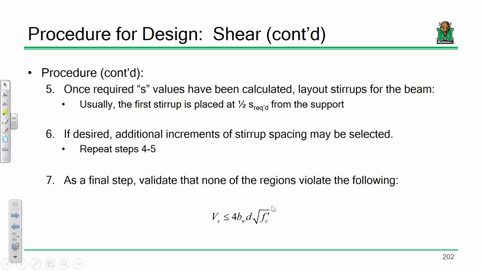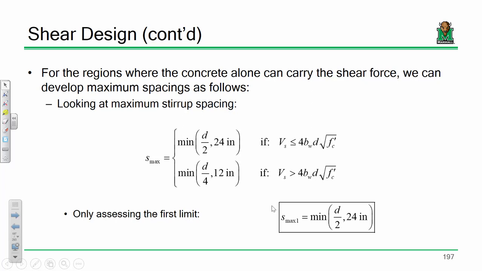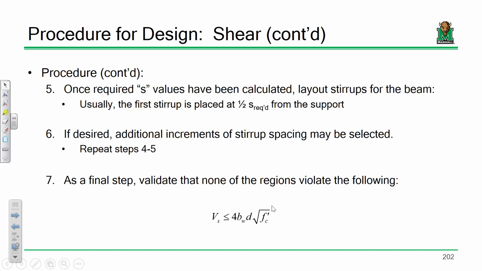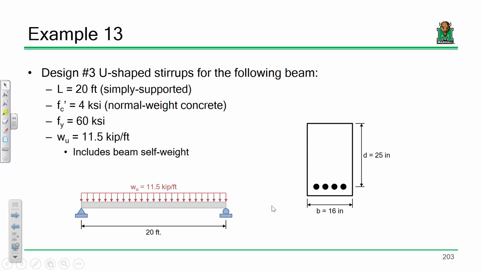Now, as a final step, and I sort of glossed over this a little bit, let me go back. We have two different S maxes that we're going to compute. We have S max 1 and S max 2. Now, S max 1 assumes that the strength provided by the steel is less than 4 BWD squared of FC prime. That is pretty much going to be the case for just about every design that we produce. But step 7 is really more of a formality to make sure that we're not producing a design that doesn't meet the spec. Don't worry. These steps actually might seem a little bit much right now, but we take it pretty slowly. Any questions so far? Okay, let's look at a design problem.